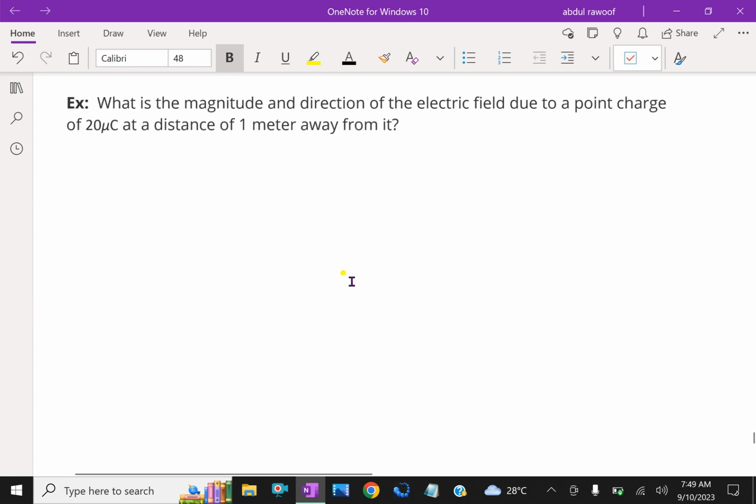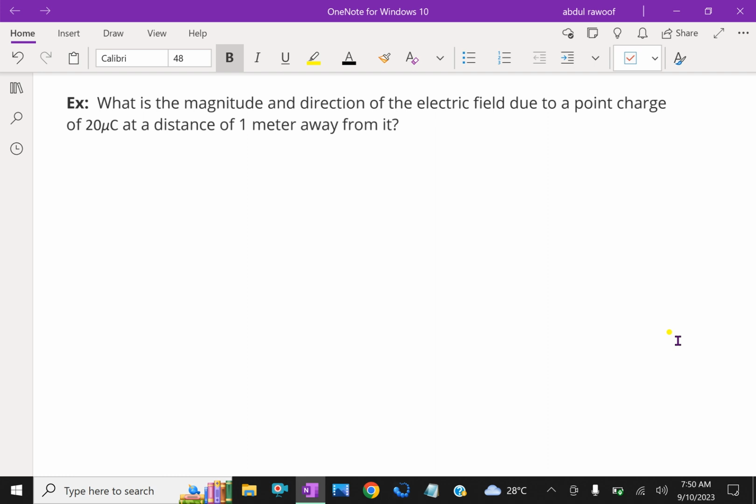Here, look at this example. What is the magnitude and direction of the electric field due to a point charge of 20 microcoulomb at a distance of 1 meter away from it? Here, the given things: Q equal to 20 microcoulomb, distance is 1 meter.